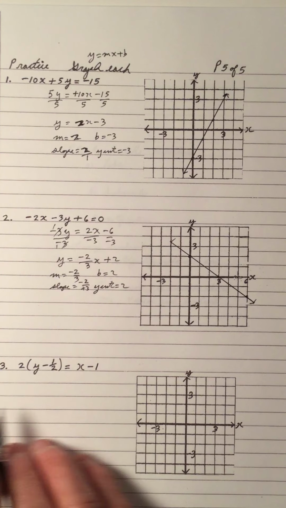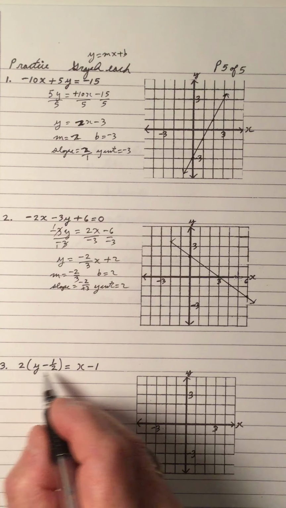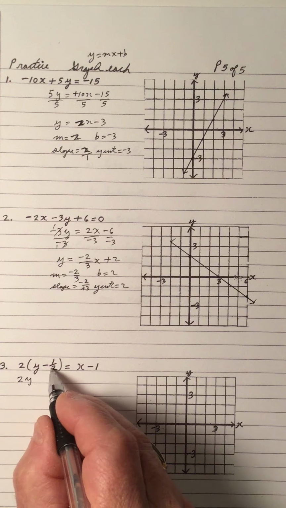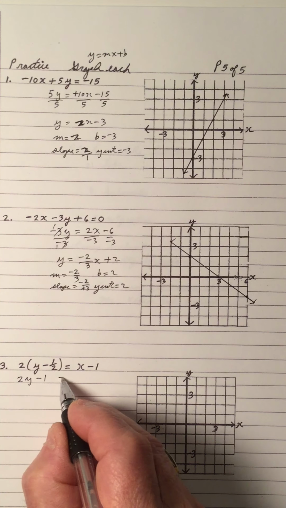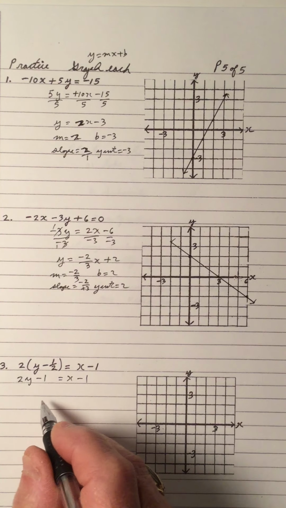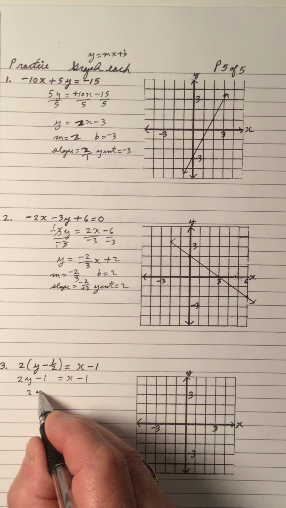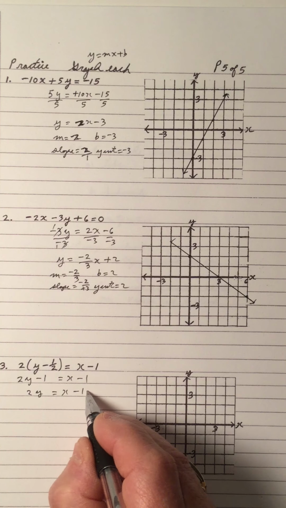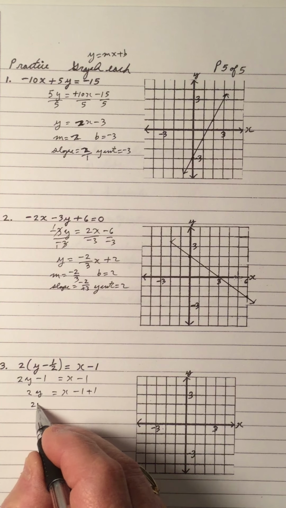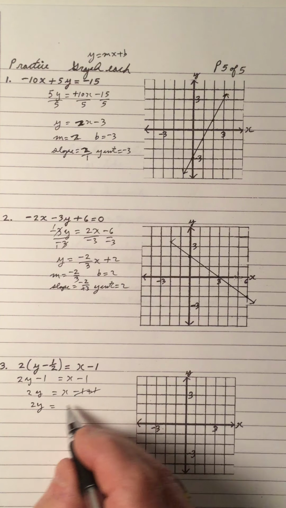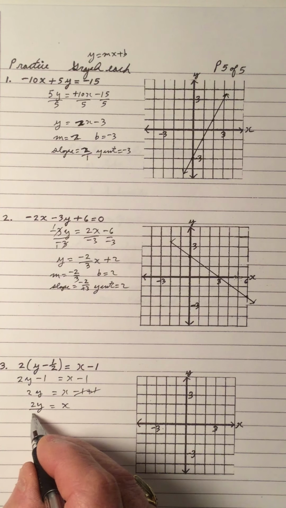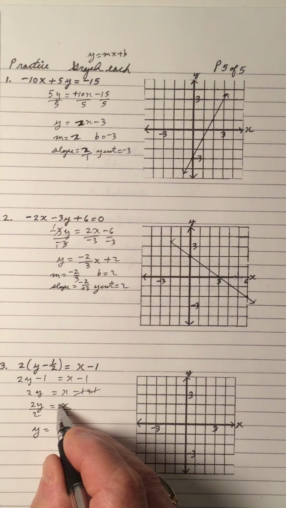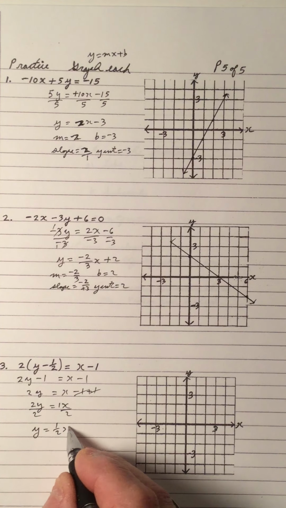And number 3, we have a bracket, but we have to remove the bracket first. So 2 times y is 2y. 2 times a negative half is a negative 1. And x minus 1. So that gives me 2y equals x minus 1 plus 1. So it gives me 2y equals, they cancel out, so x. So I divide by 2 each side, y equals, and there's a 1, so that's a 1/2 x.